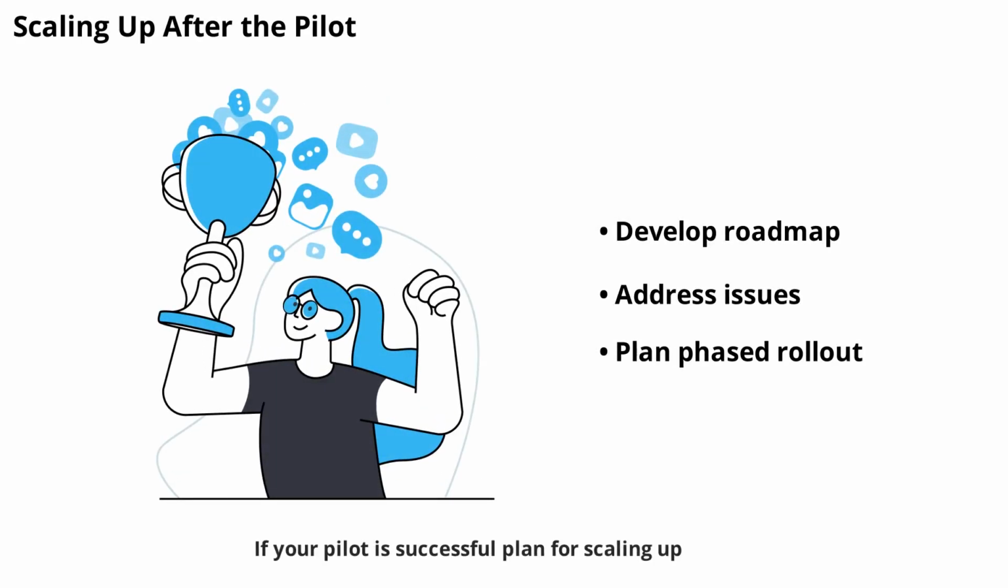If your pilot is successful, plan for scaling up. Develop a roadmap for full deployment, including timelines, resource needs, and training plans. Address any issues uncovered during the pilot before expanding. A phased rollout can help manage risks and ensure a smooth transition for all users.